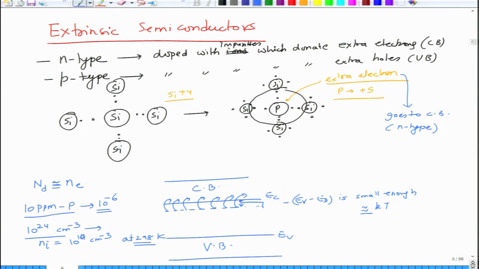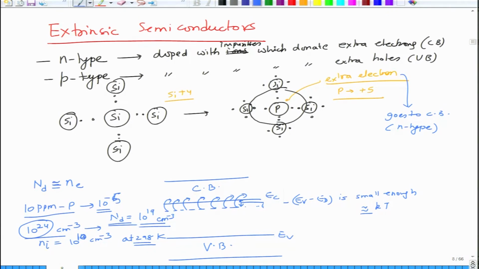For silicon it is about 10 to the power 10 per centimeter cube at 298 Kelvin. Okay. Now, this number can increase if you dope phosphorus with 10 to the minus 10 ppm. 10 ppm is 10 to the minus 5. If you have 10 to the power 24 atoms per centimeter cube, so Nd will become 10 to the power 19 per centimeter cube.